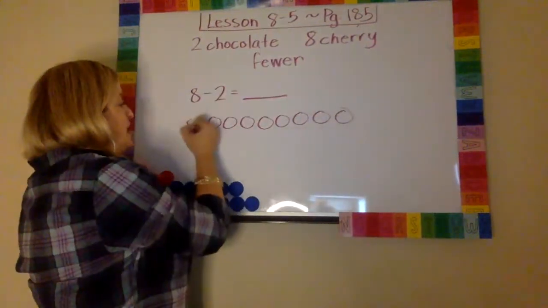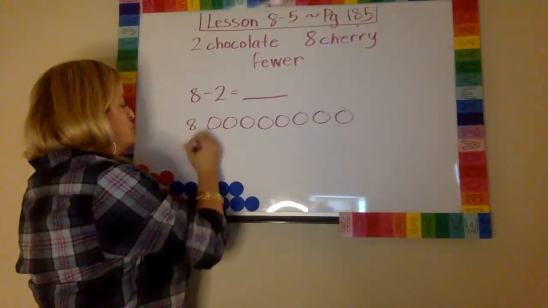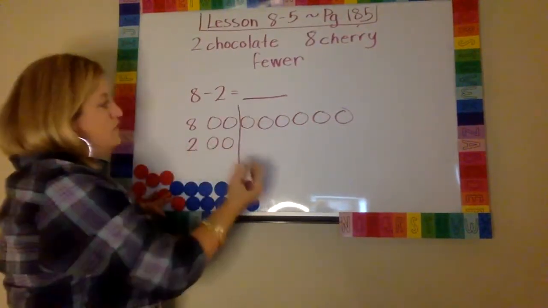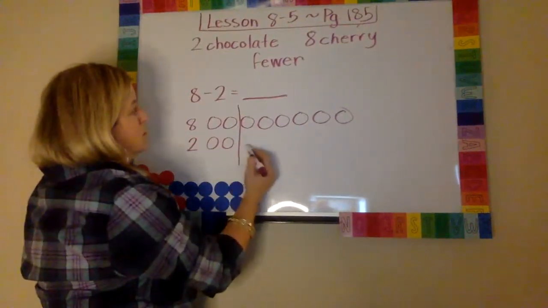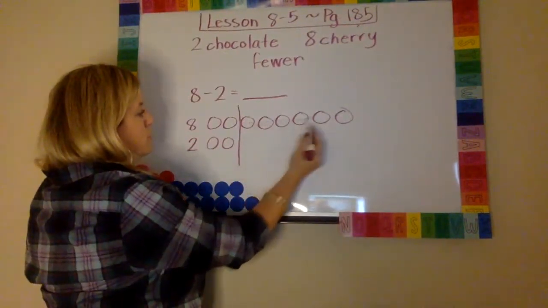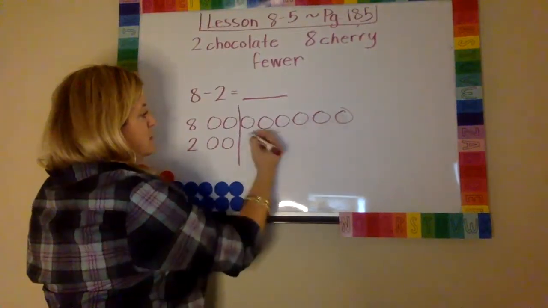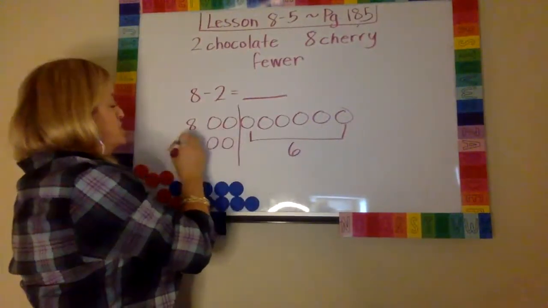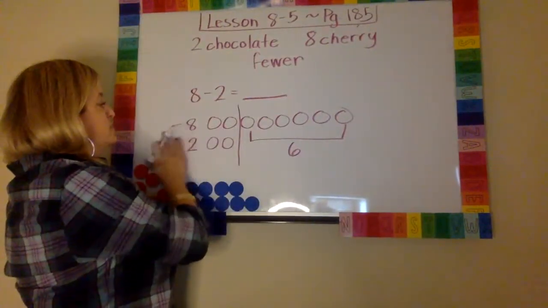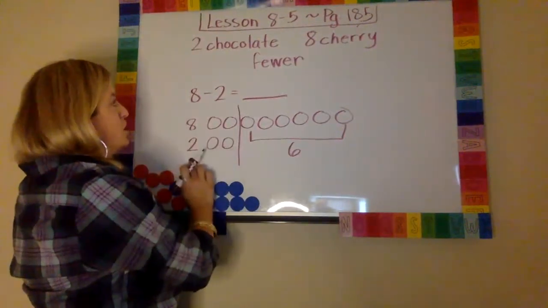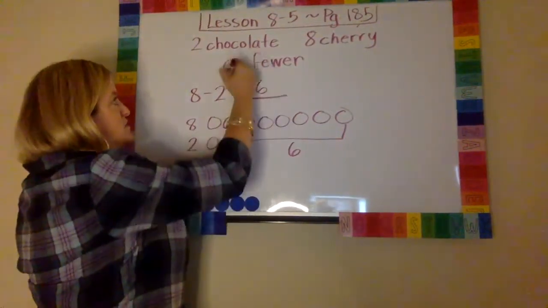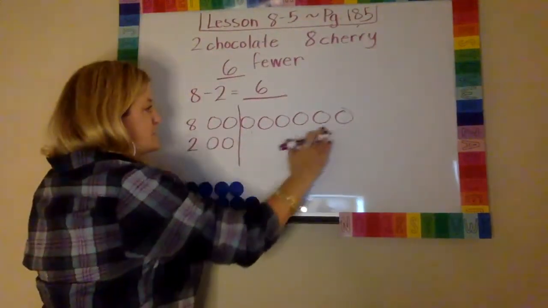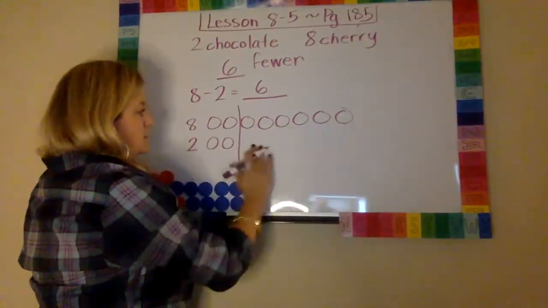These are my 8 cherry cookies, 2 chocolate cookies, 1, 2, draw a line down. Then you're going to count how many are missing. 1, 2, 3, 4, 5, 6. This is 6. So if there are 6 more cherry cookies, then there are 6 fewer chocolate cookies, because all these cookies down here are missing.